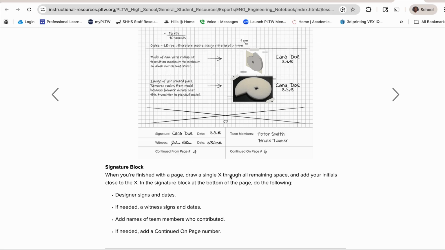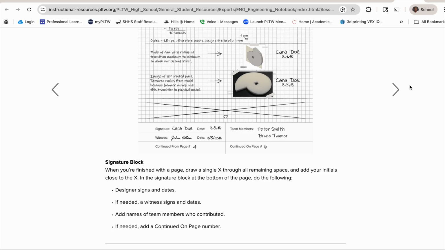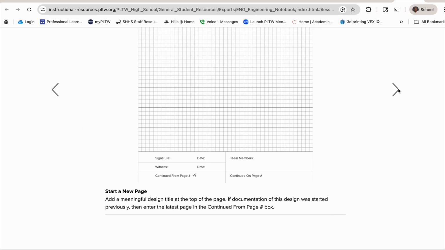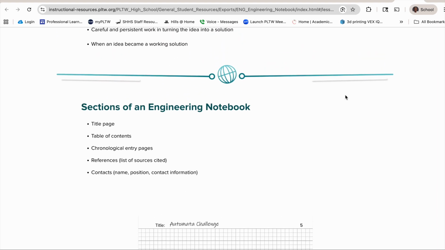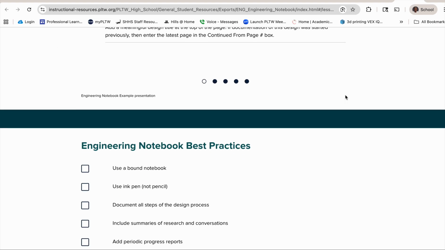So this is reading through. If you're not going to use the rest of the page, X it, cross it, with your initials, indicating you're not using the rest of it. Okay? That is how we're going to document our engineering notebook. Again, it is a legal document.